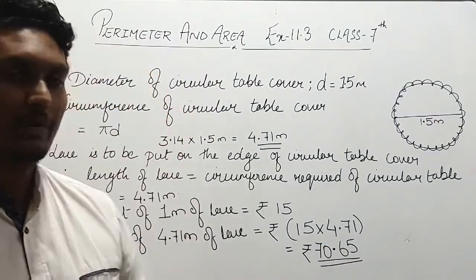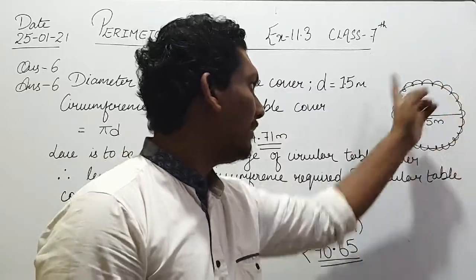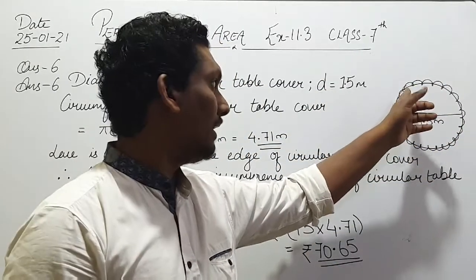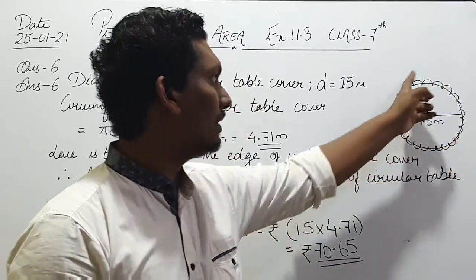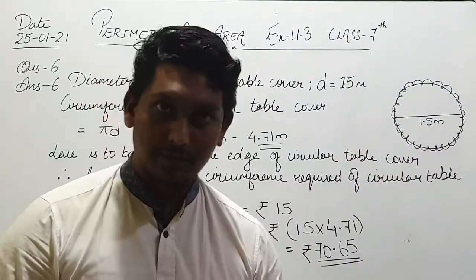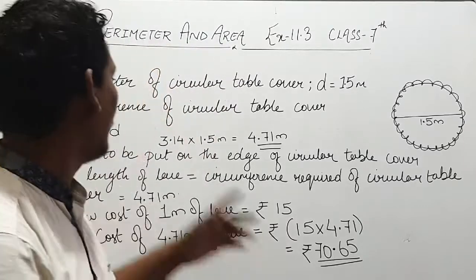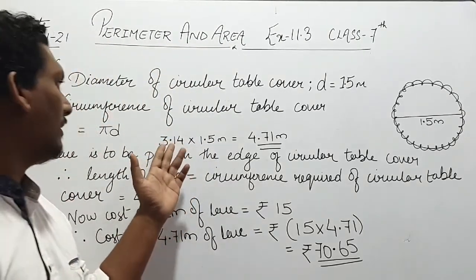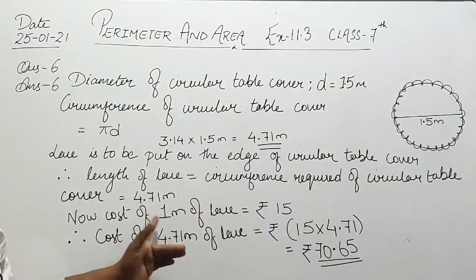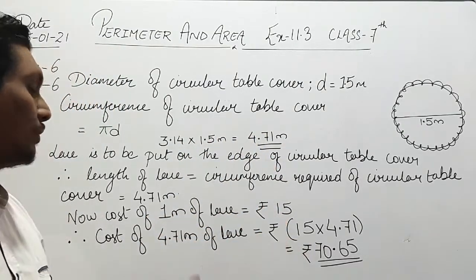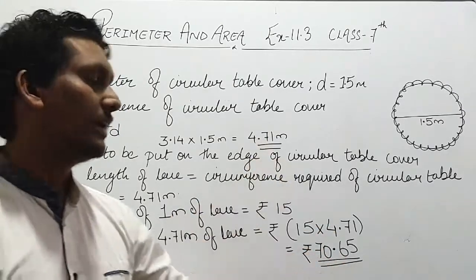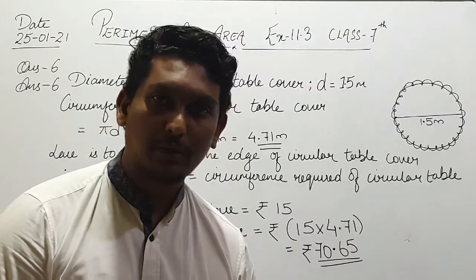The question was very simple. Here the diameter is given, and you have to find the circumference, because we have to put the lace on the entire circular table. That's why we are finding the circumference here. So with the formula pi d, just put in the value of pi given in the question, 3.14, multiply it, and you will get the value. Then the cost of 1 meter of lace is given as 15 rupees. Just multiply with the circumference, and you will get the exact value. Hope it is clear to you. Just go through it.